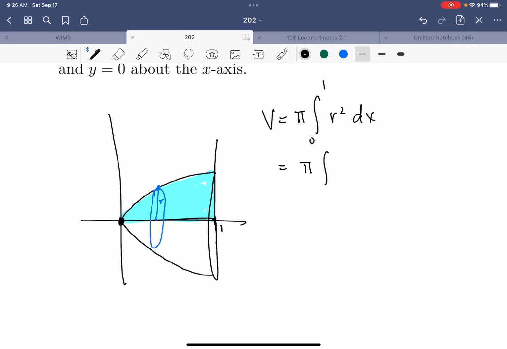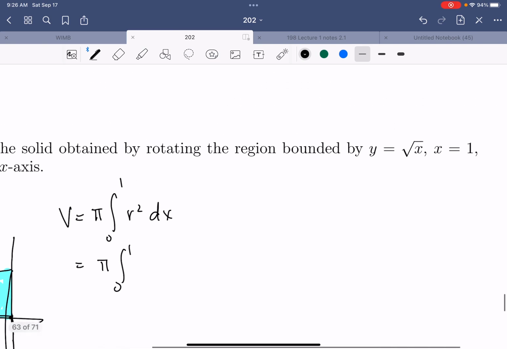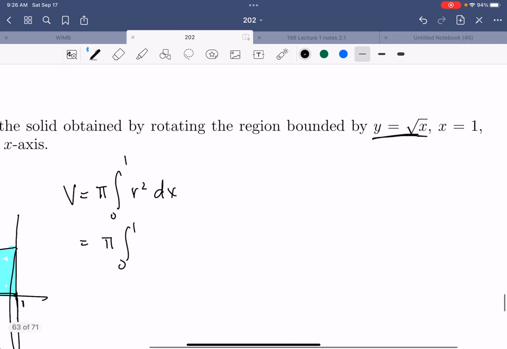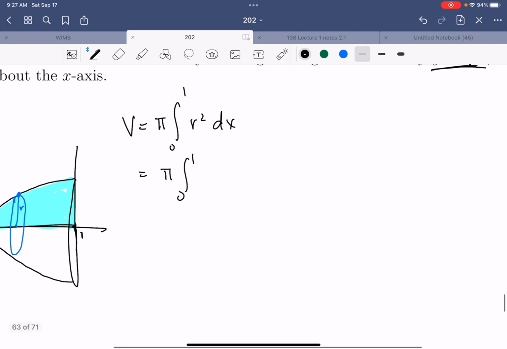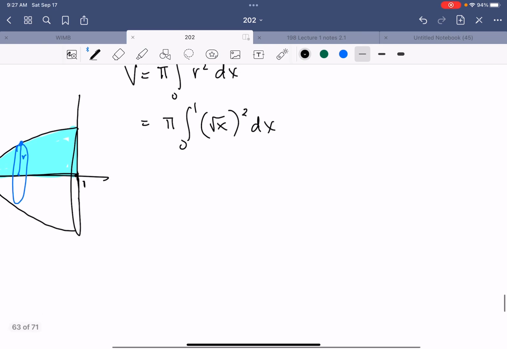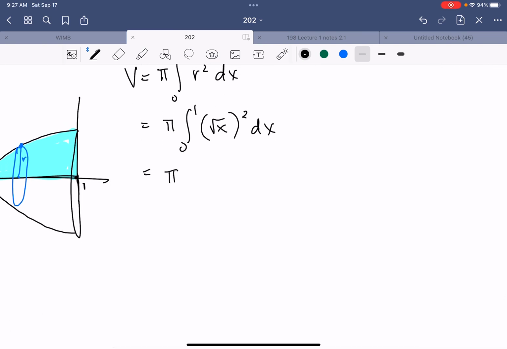And we know that our radius is going to be our region. So that's this one here. That's our curve, y equals square root of x. So I'm going to plug in square root of x for our r. Don't forget that it's squared, dx. And then we can solve this. So this is pi times the integral from 0 to 1. The square root squared becomes just x. And then we find our antiderivative. So this is going to be 1/2 x squared from 0 to 1.